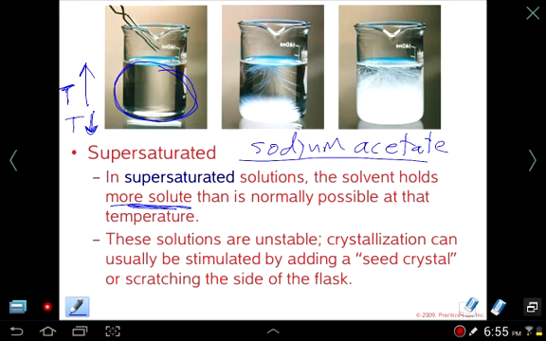What we have here is they're actually dropping a little tiny crystal into the beaker, and then you have the process of crystallization happening. You get that solid coming out of the solution before your eyes, and this takes a matter of seconds, and then you'll get all that solute back out.